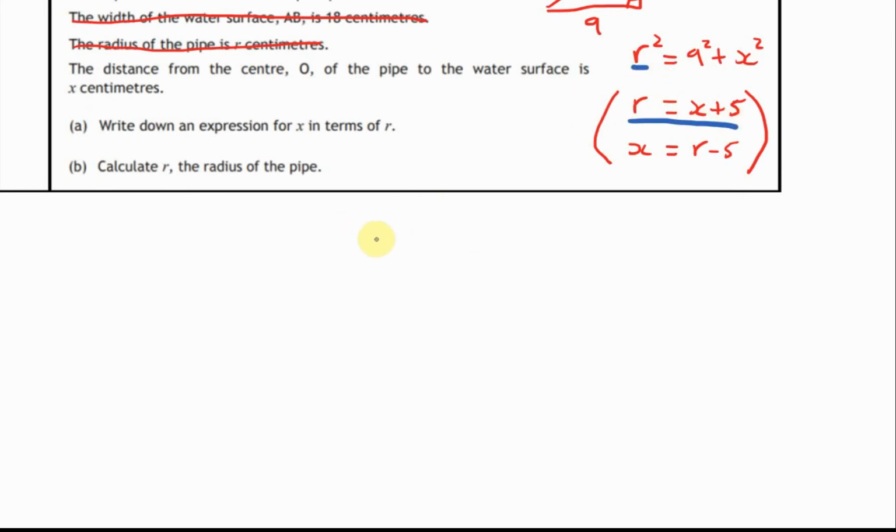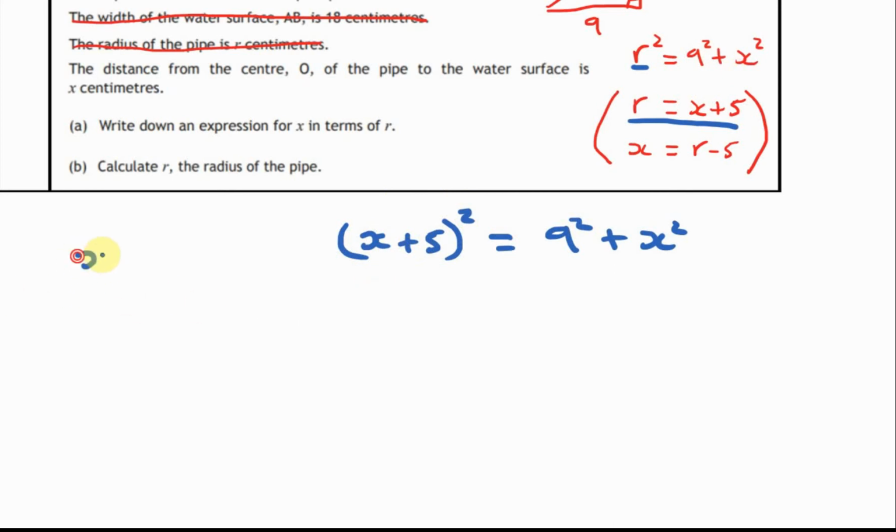So I'm going to say that x plus 5 squared is equal to 9 squared plus x squared. All I've done there is I know that r is x plus 5, so I've taken x plus 5 and put it in here. x plus 5 squared is equal to that. And then you just break out the brackets.